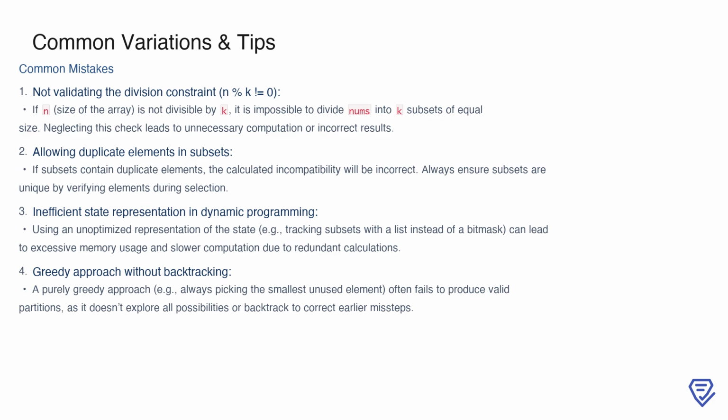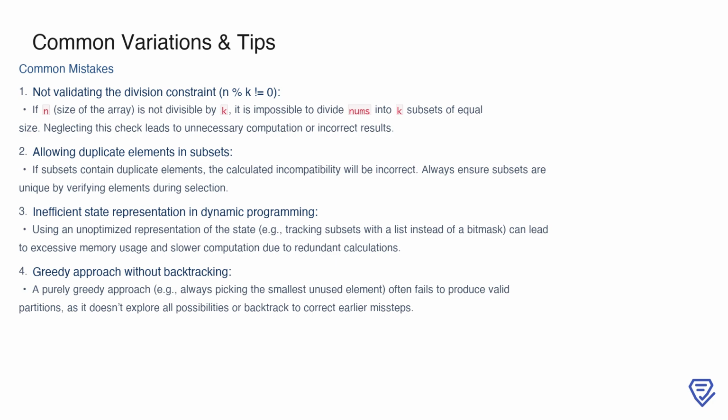Next, be careful to ensure that subsets do not contain duplicate elements. If duplicates are allowed, the calculated incompatibility will be incorrect, so always verify elements during subset selection. Another mistake is using an inefficient state representation in dynamic programming. For example, tracking subsets with a list instead of a bitmask can lead to excessive memory usage and redundant calculations, slowing down the solution significantly.